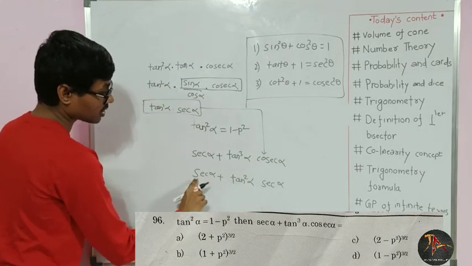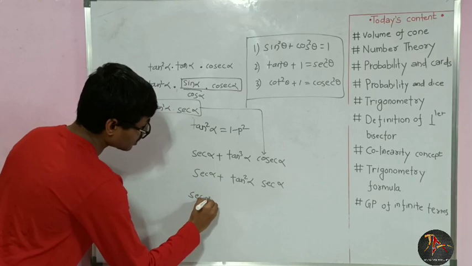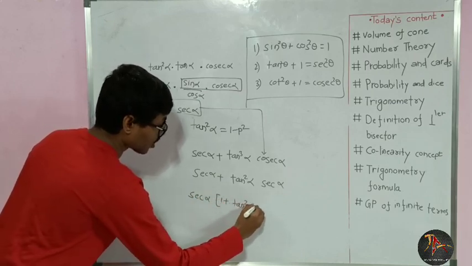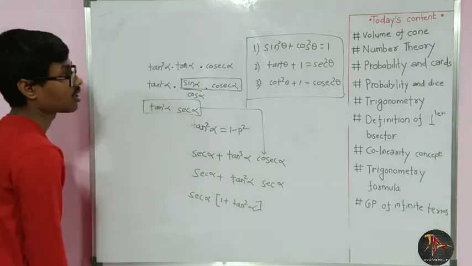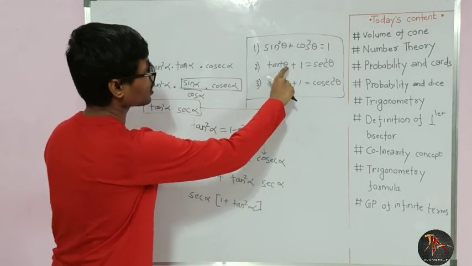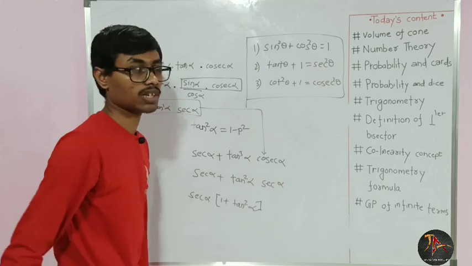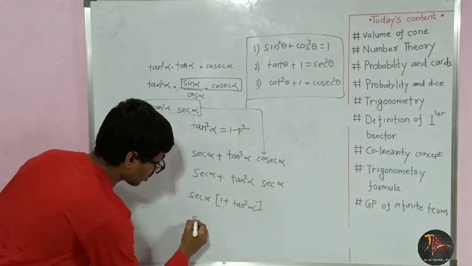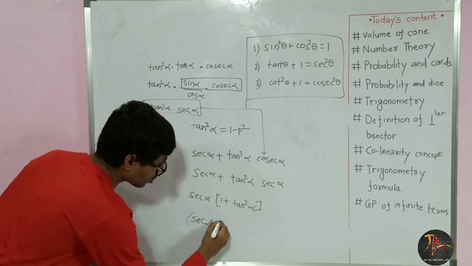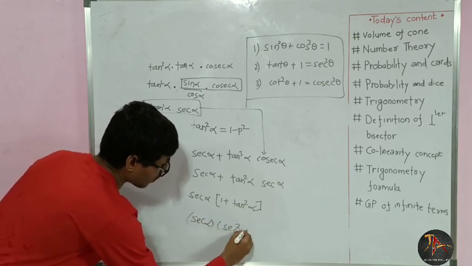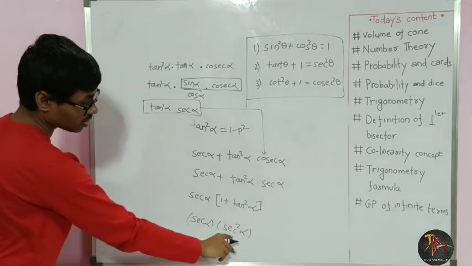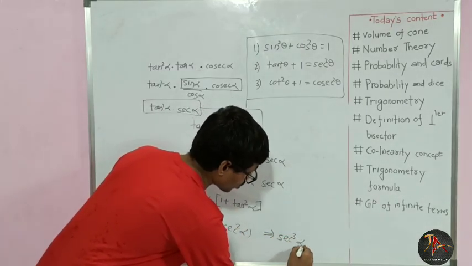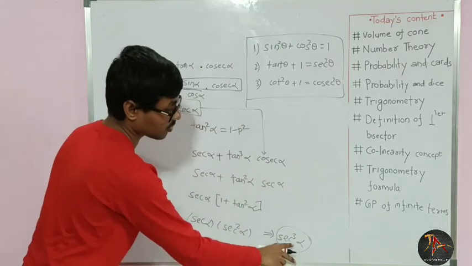If I take secant alpha common, then I will get secant alpha into 1 plus tan square alpha. Now we have the formula 1 plus tan square theta is equal to secant square theta. So 1 plus tan square alpha is equal to secant square alpha. So secant alpha into secant square alpha. We have to find the value of secant cube alpha.